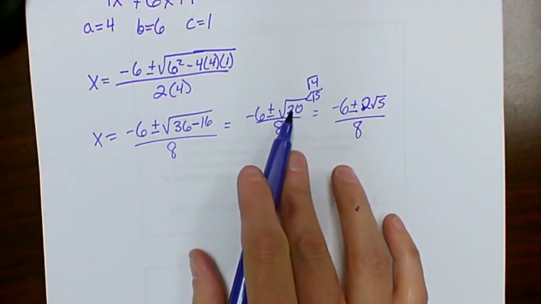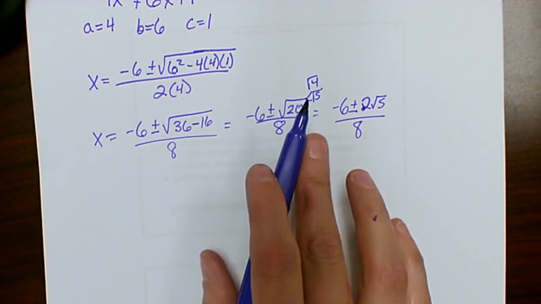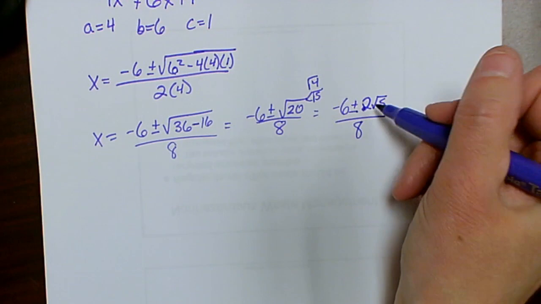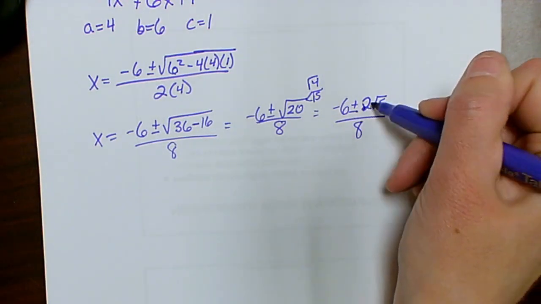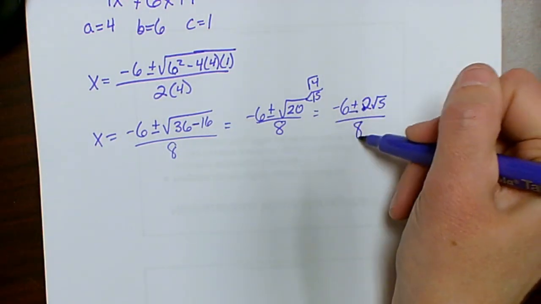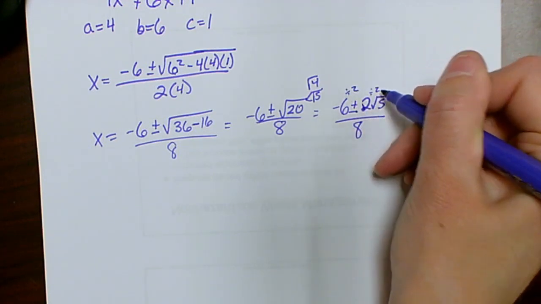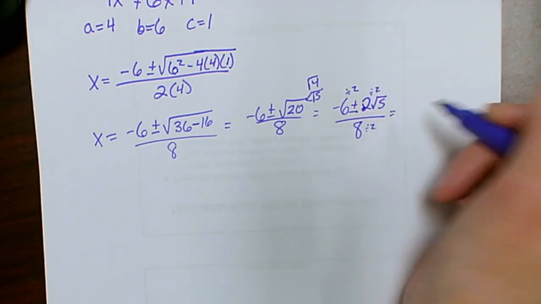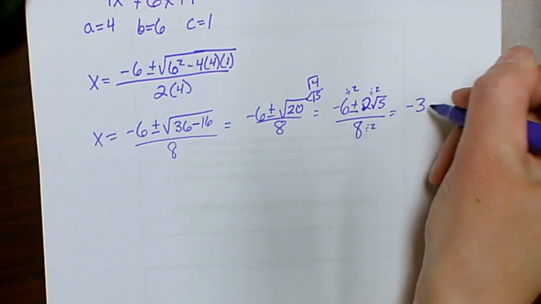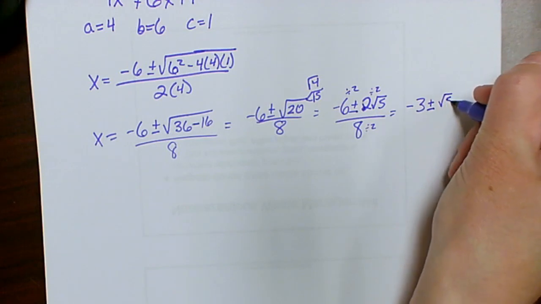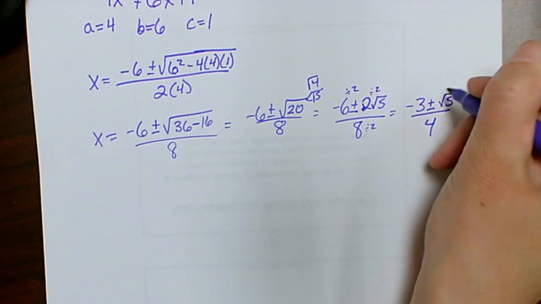Okay. All I did was simplify radicals. If you're unsure how to do this, please go back and refine that skill. We have a 6, 2, and 8. All of these values can be divided by 2, and you must divide every single term by the same number. So we have negative 3 plus or minus square root 5 over 4, and we are done.